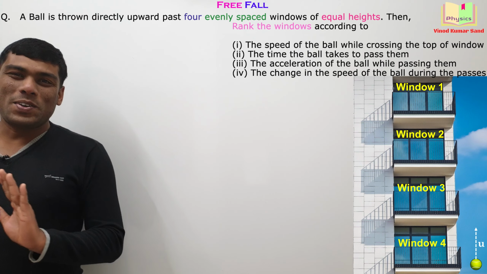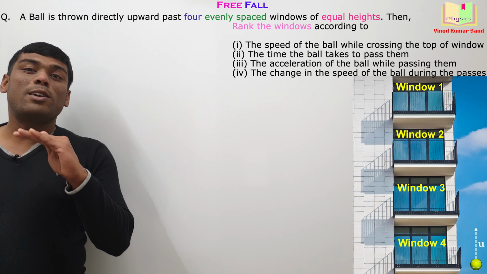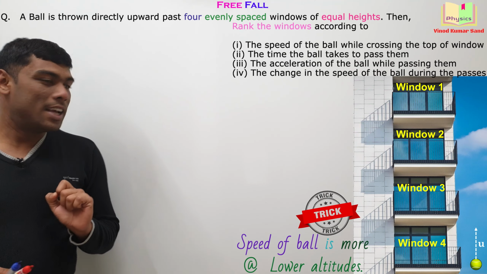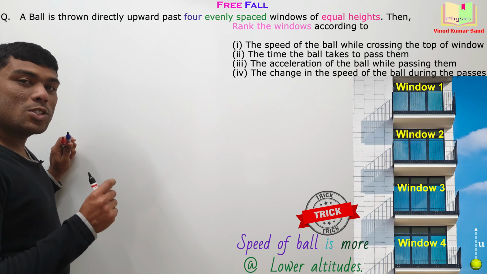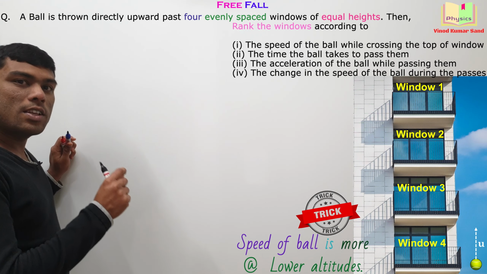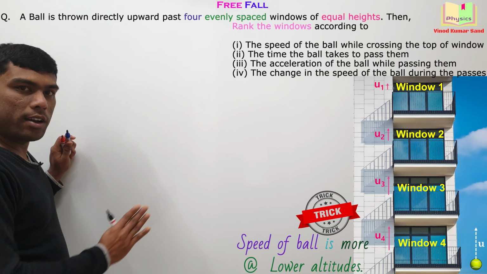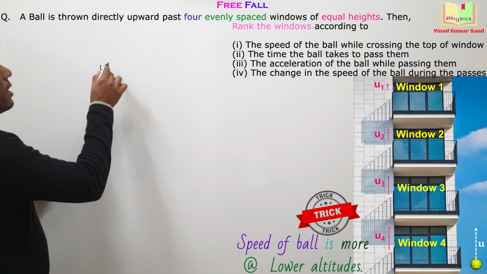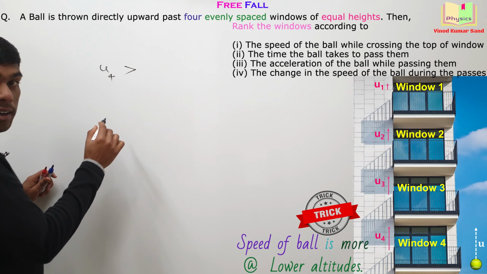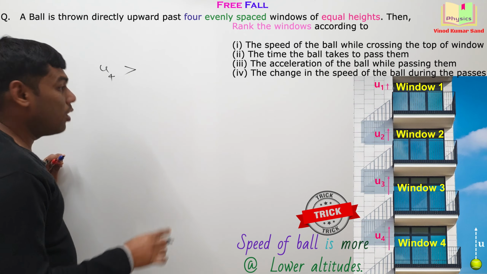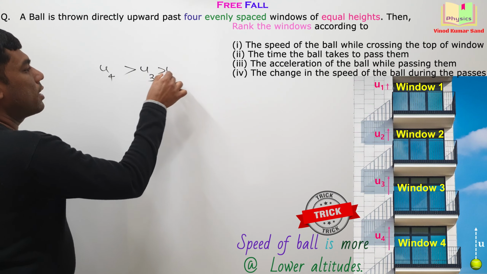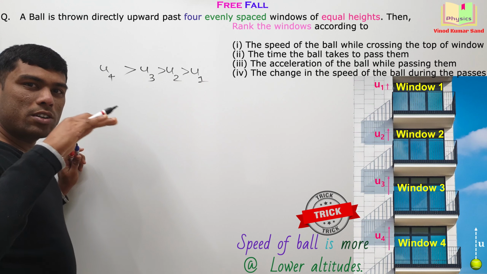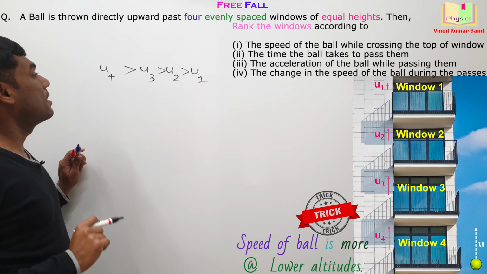I hope you got your correct answer using the trick. The speed of the ball is always higher at the lower altitudes in all such questions. So if we assign the speed at the top of each window as u4, u3, u2 and u1 while the ball is going up, we can easily write the order. In this scenario u4 will be greatest because window 4 is at the lower level. Then comes u3, then u2, then u1. Window 1 is at higher altitude. At higher altitudes the speed of the ball is less.